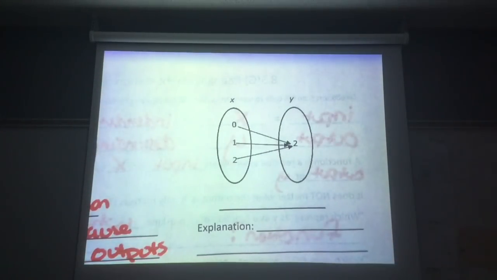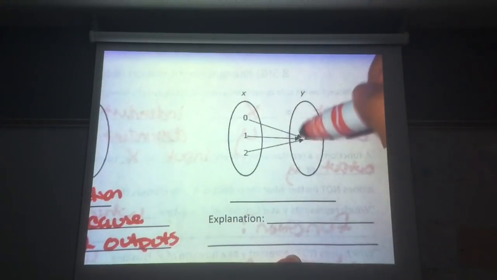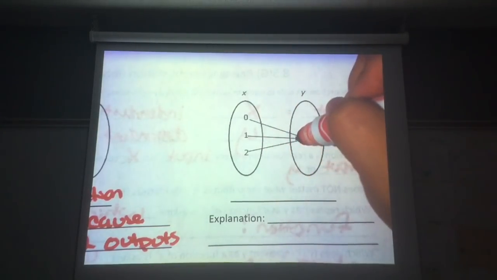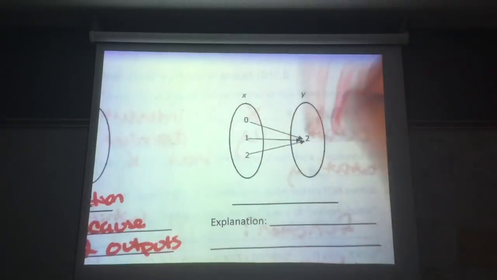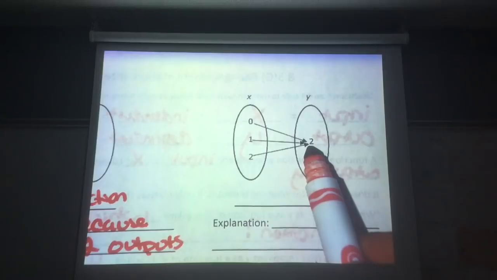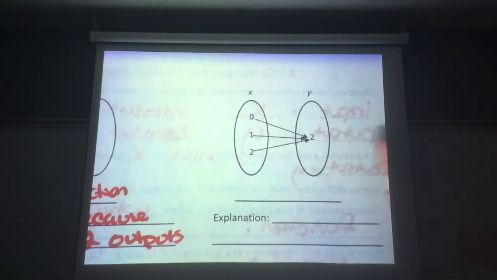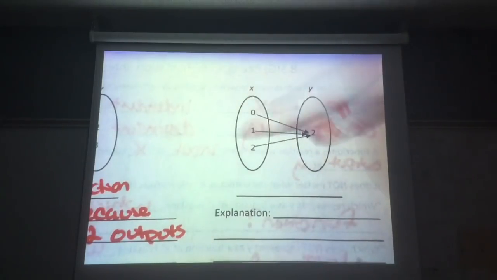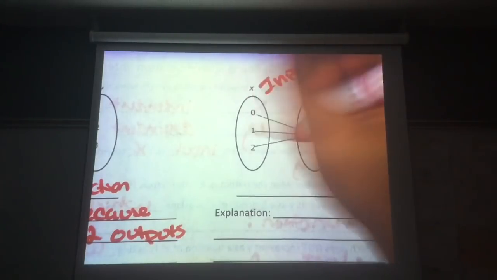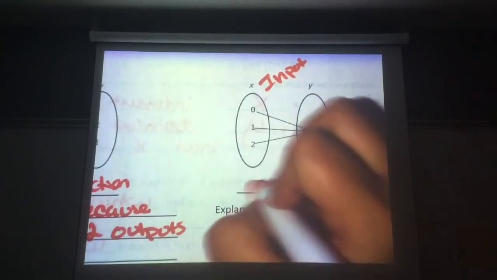So 0 has an output of 2 and only 2. 0 is not going to any other number, so it only has one output. 1 has an output of 2 and only 2. 1 is not giving me 2 outputs. It's only giving me the one single output, which is 2. 2 only gives me another single output because it only has one line leaving it. So even though they're all going to the same number, that's not what I'm looking for. I'm only looking to see how many outputs each input has. So each input only has one line leaving it, so therefore it only has one output.